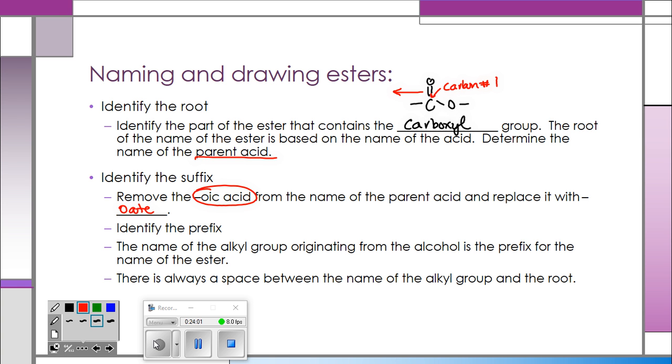Then, for the first time ever, the prefix will be something different. Whatever the alkyl group originating from the alcohol was. Now, what does that mean? Well, the alcohol had some carbons on it. Whatever number of carbons came from the alcohol and are now part of the ester, that will be the prefix. And there's a space. Never happened before either. A space between the prefix and the root, crazy talk. So, if we want to see what this looks like in action, we'll look at these examples.